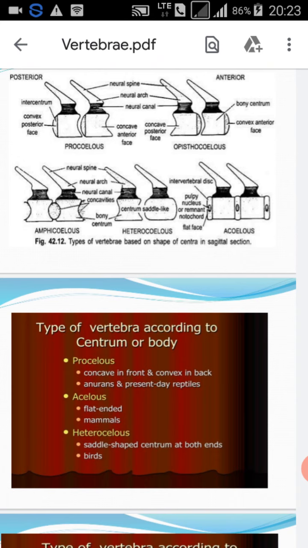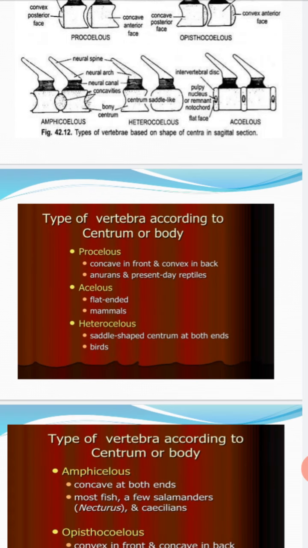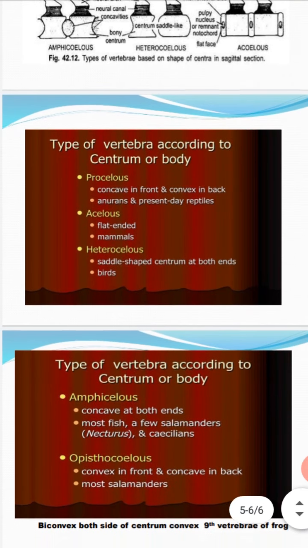Now comes the acoelous. Acoelous means no cavity; it is flat, and it is a unique feature of mammals. So the acoelous centrum is found in mammals. Summarizing again: procoelous is concave in front, at the anterior side, and convex behind, at the posterior side. Pro means in front, for example in anurans. Acoelous means without cavity, flat, a unique feature of mammals.